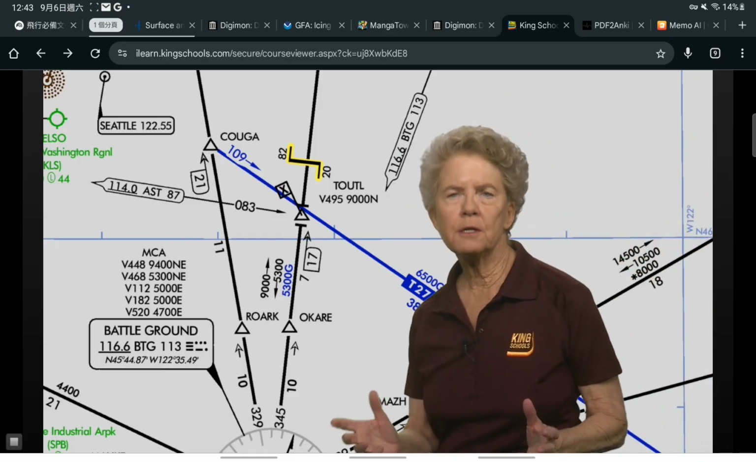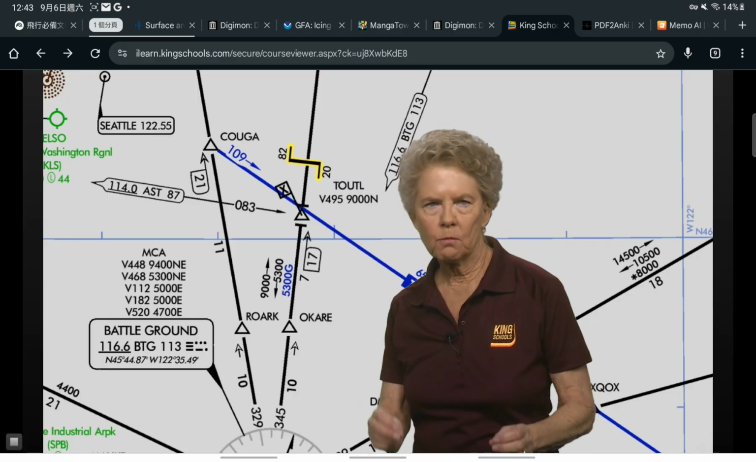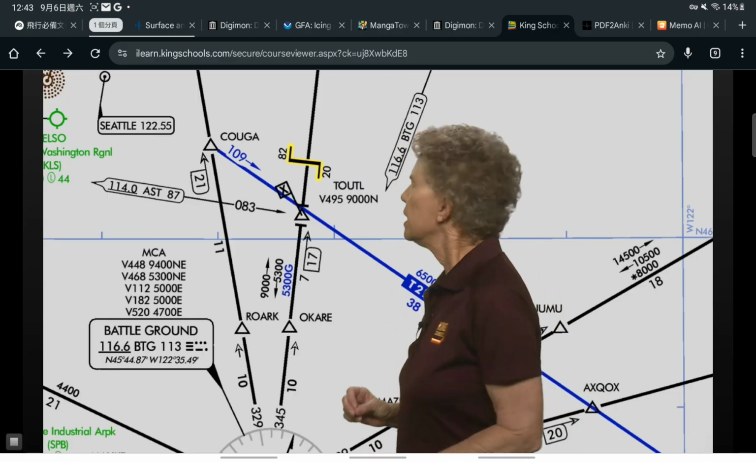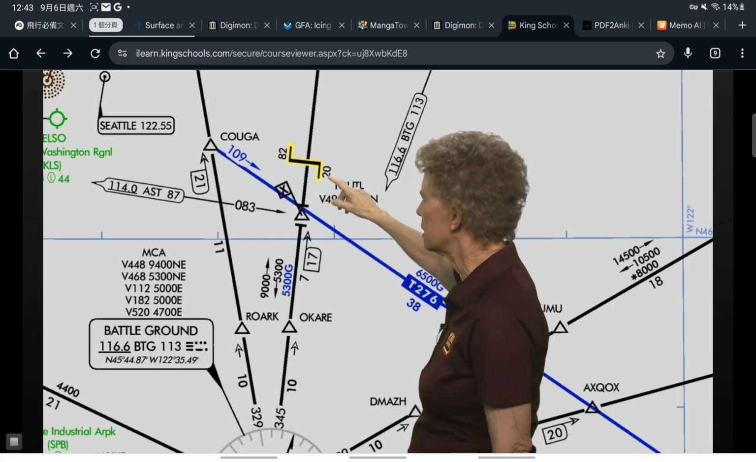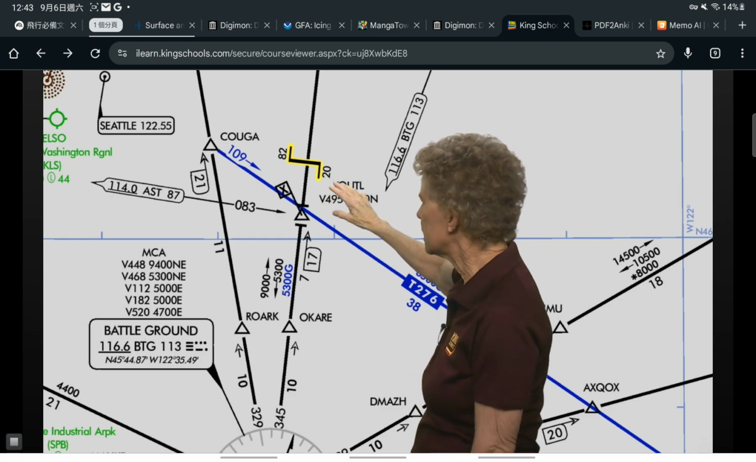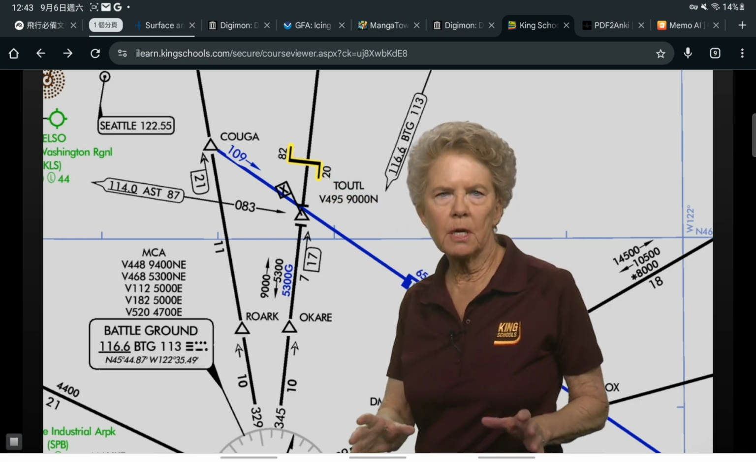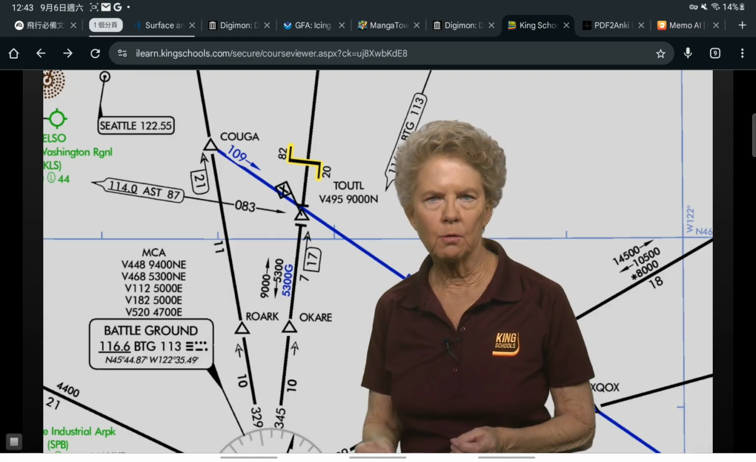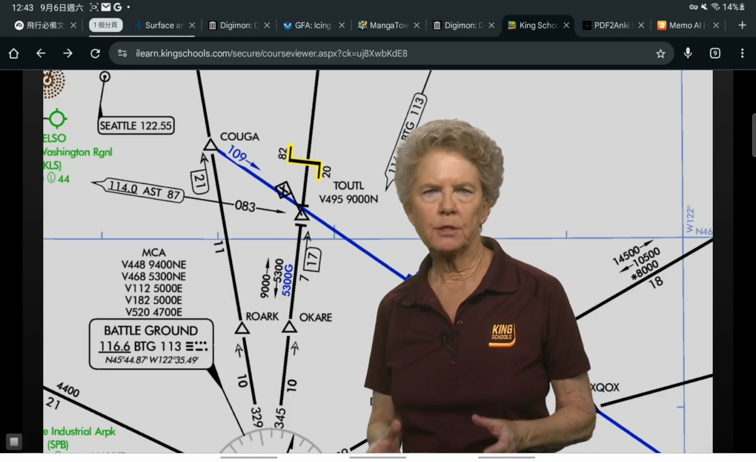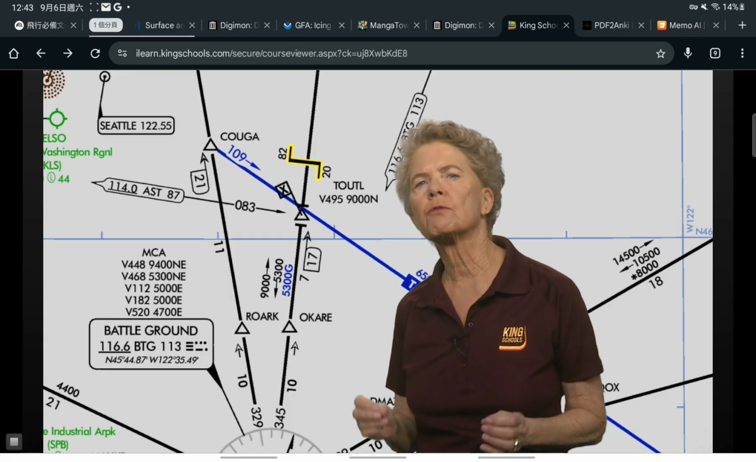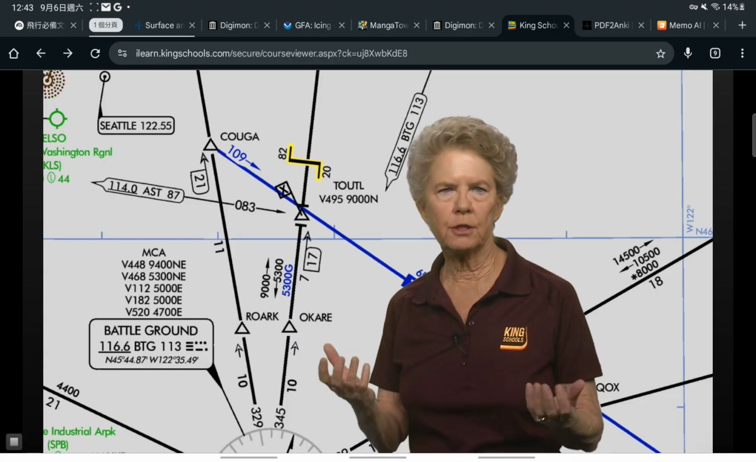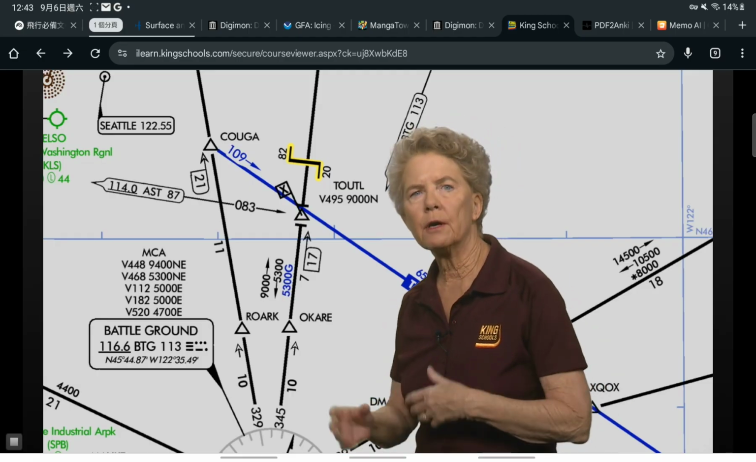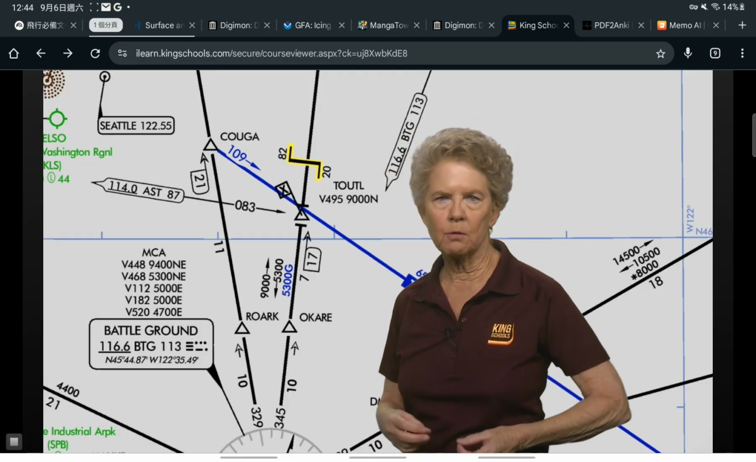Now, if there's no bend in the airway, the second way to find a changeover point is to look for this funny-looking little backward Z across the airway. It will have mileages on it telling you how many miles you are from each VOR. Changeover points are indicated this way when terrain or some issue with NavAid reception requires a changeover at some point other than halfway between the VORs.